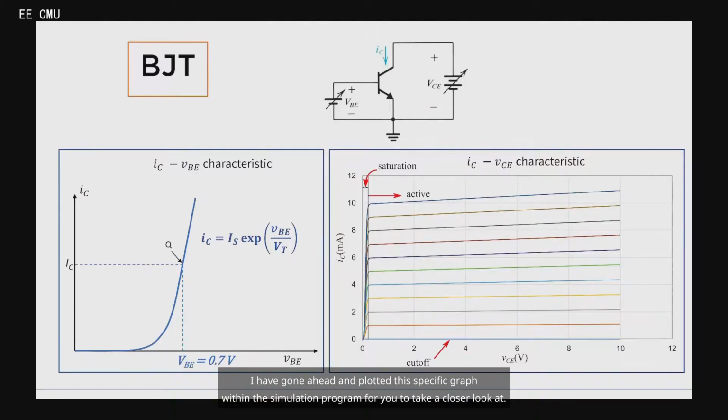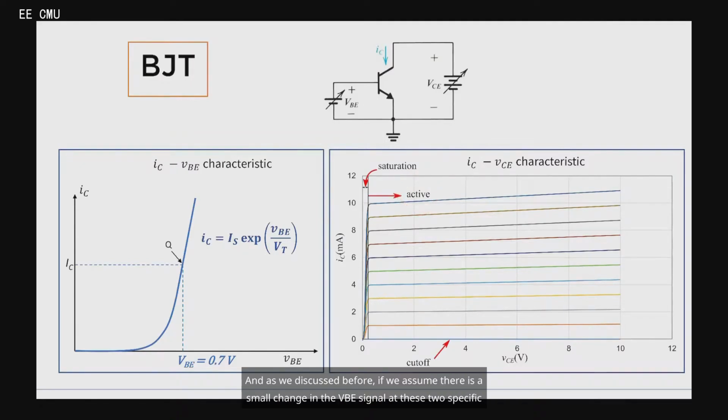I have gone ahead and plotted this specific graph within the simulation program for you to take a closer look at. As you can clearly see here, the particular region where we typically utilize these types of devices in our amplifier circuits is the region that effectively acts like a constant current source, where the output current is precisely controlled by the input voltage. As you can see from this graph, in the active region, the collector current remains relatively constant, right? So when we bias a BJT for an amplifier circuit, we specifically choose to bias it in this region, which is known as the active region.